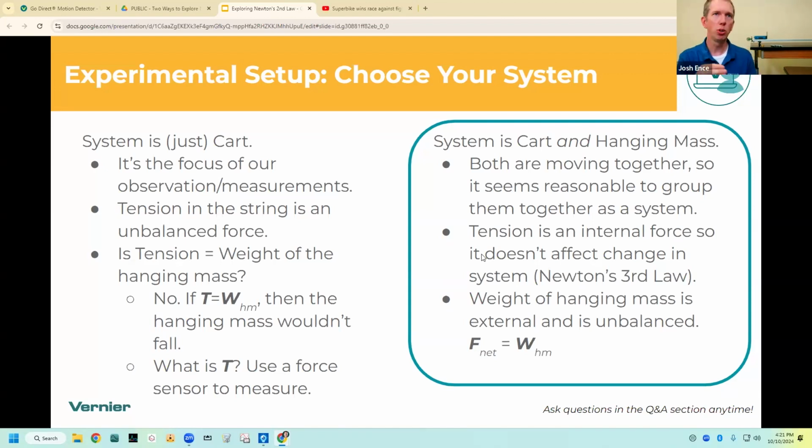So instead, what you do is you move mass from the cart onto the hanging mass. That way, the total mass of the system stays the same, but the net force on the system increases. I've collected some data. I'll share that with you in a minute here. But that's kind of the rationale around that.